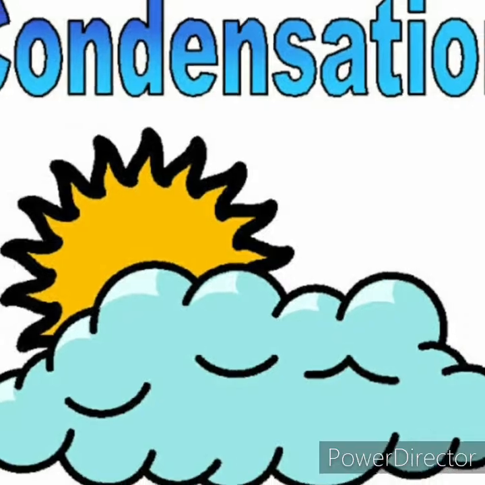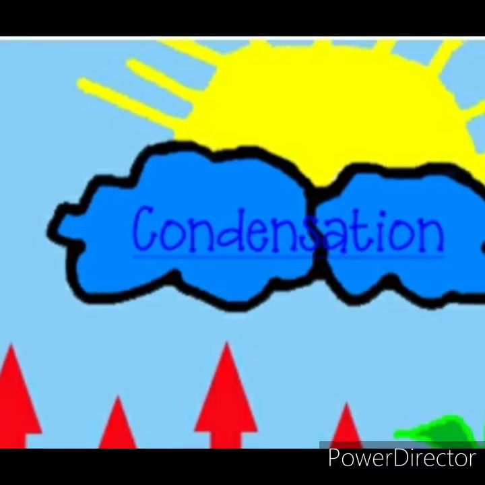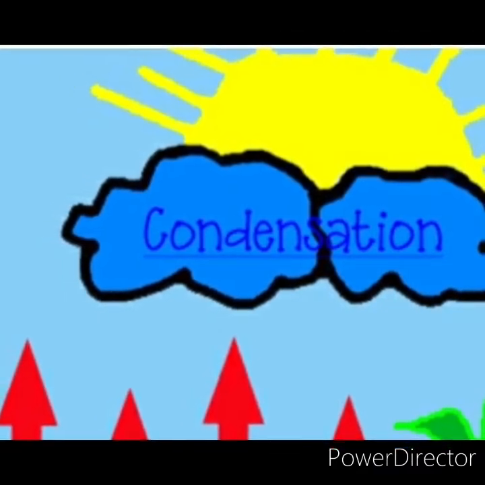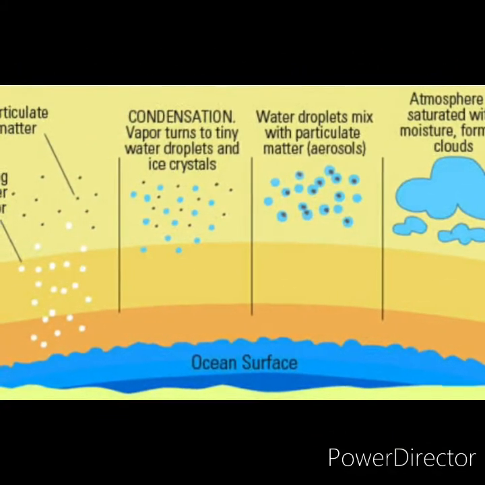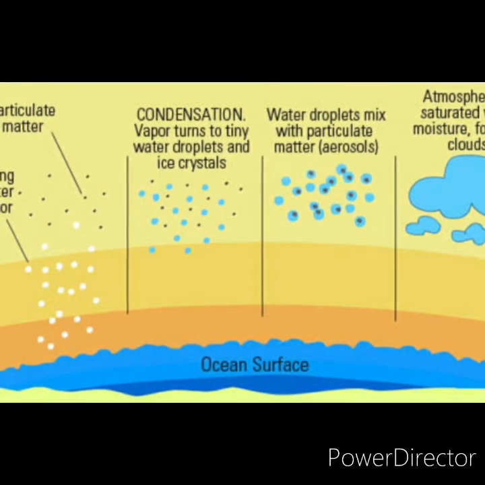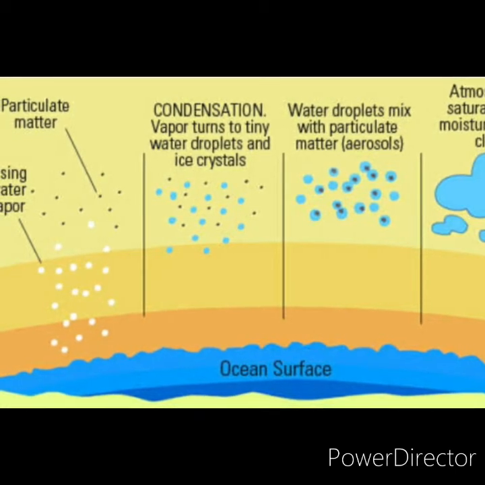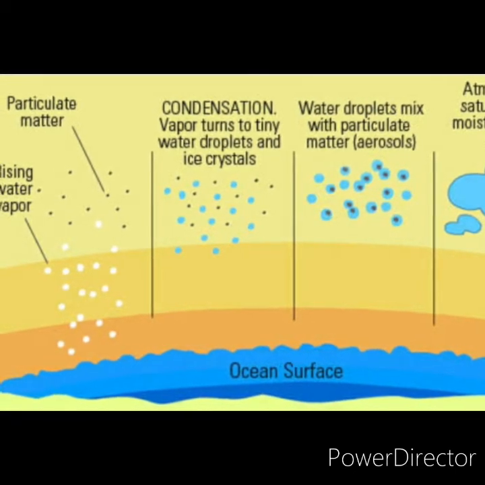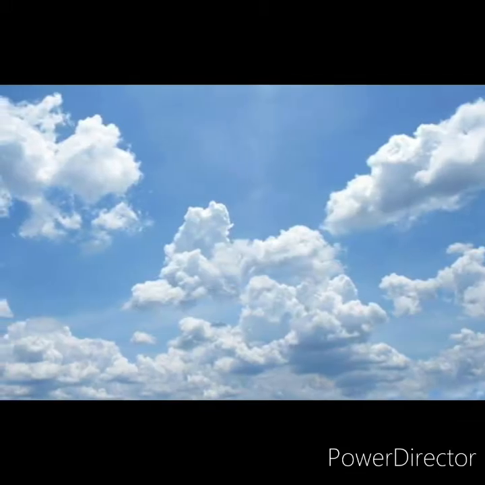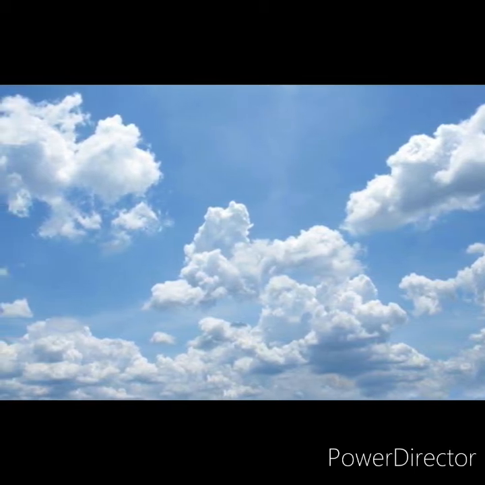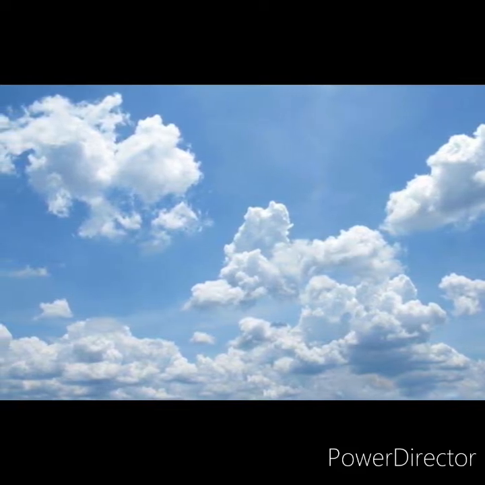Next we will move on to condensation. It refers to the process in which the gaseous form of water changes into liquid form. Generally it occurs in the atmosphere when warm air rises, cools and loses its capacity to hold water vapor. As a result, excess water vapor condenses to form cloud droplets. Condensation is responsible for the formation of clouds. These clouds produce precipitation, which is the primary route for water to return to the earth's surface in the water cycle.